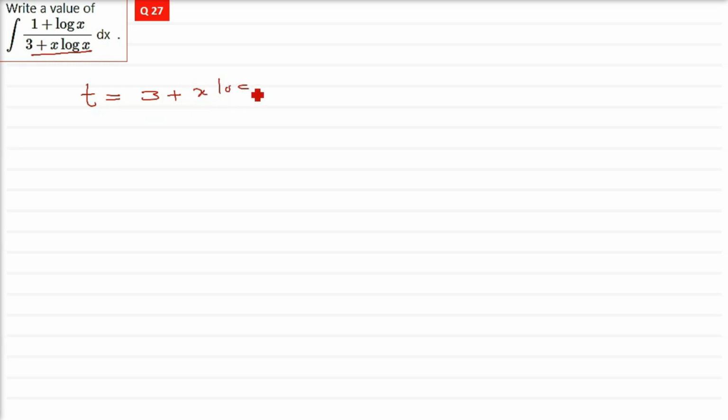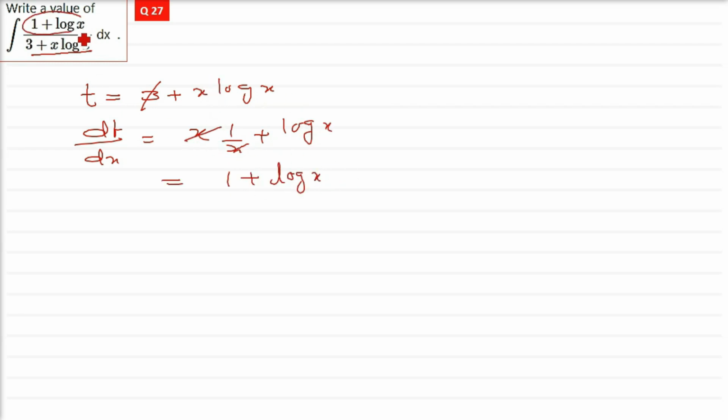So t equals 3 plus x log x, and dt by dx, differentiation will be what? 3 goes 0. I will apply the product formula. x log x will be 1 by x plus log x remains like that, x will be 1. So this will be 1 plus log x. So the numerator we have got, 1 plus log x dx, is the numerator.